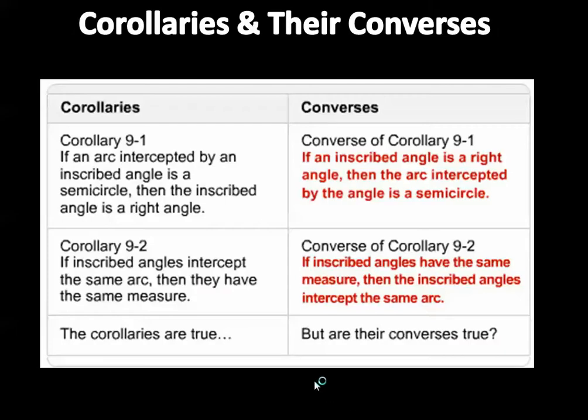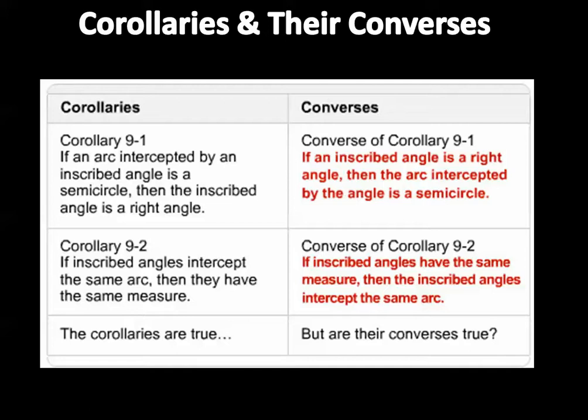All right, here are the corollaries that we've learned today. Let me get my little arrow. It says corollary 9.1, we learned that if an arc intercepted by an inscribed angle is a semicircle, then the inscribed angle is a right angle. Okay, the converse of that says if an inscribed angle is a right angle, then the arc intercepted by the angle is a semicircle. So, remember what a converse is. We just flipped the hypothesis and the conclusion.